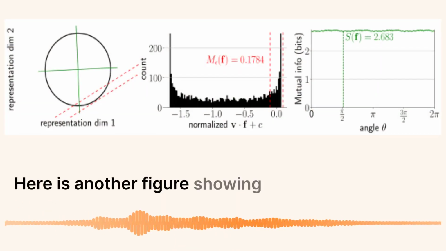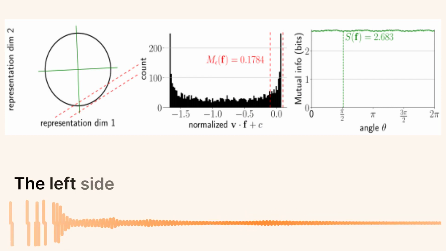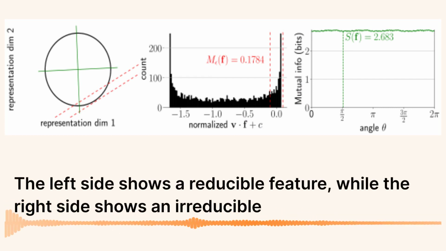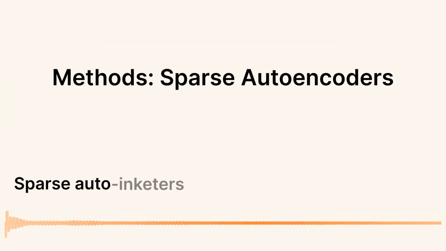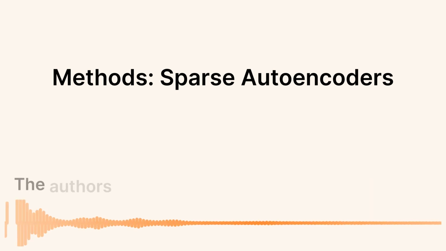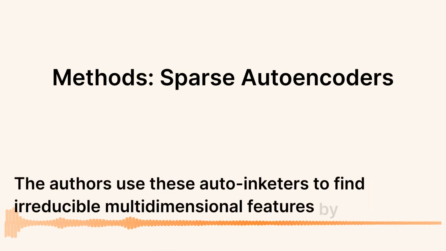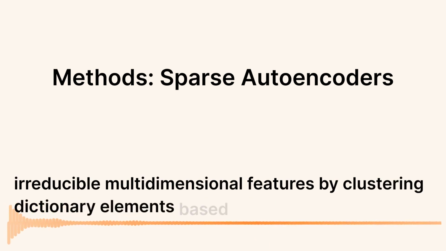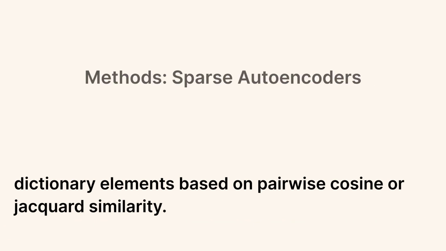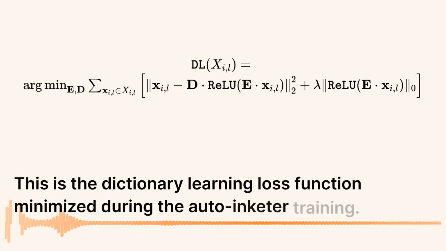Here is another figure showing the irreducibility testing of synthetic features. The left side shows a reducible feature, while the right side shows an irreducible feature. Sparse autoencoders decompose hidden states into sparse vector sums. The authors use these autoencoders to find irreducible multidimensional features by clustering dictionary elements based on pairwise cosine or Jaccard similarity. This is the dictionary learning loss function minimized during the autoencoder training.